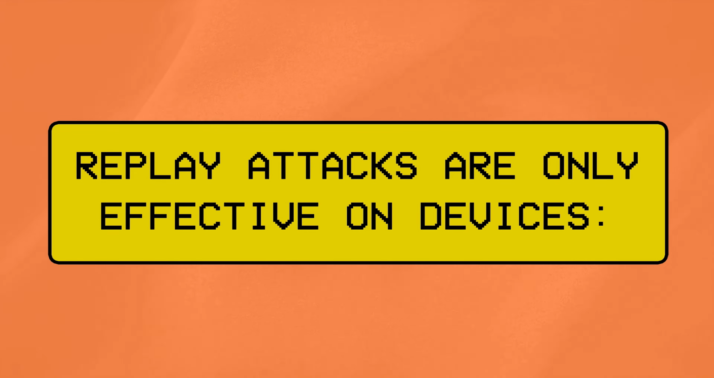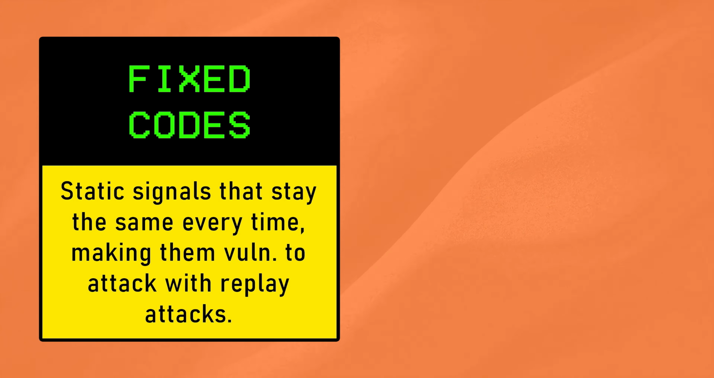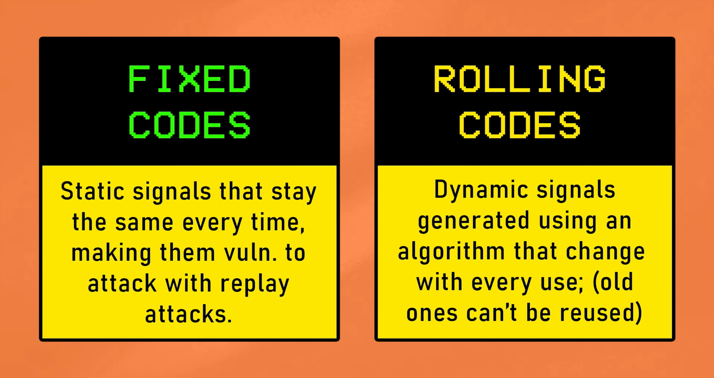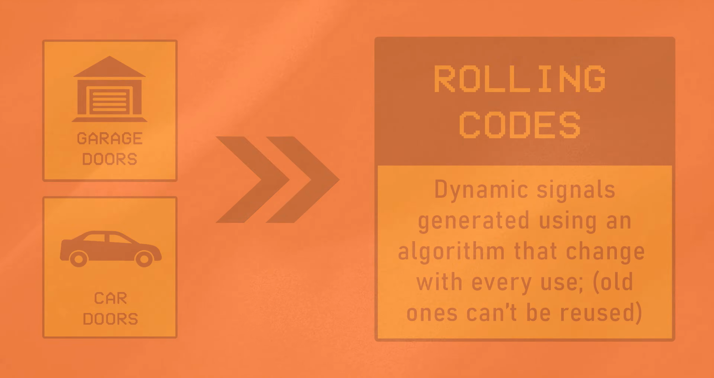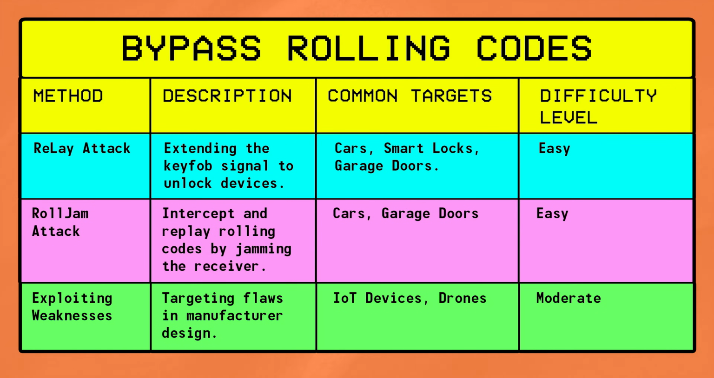Replay attacks are only effective on devices that use something called fixed codes for communication instead of using rolling codes. If a system is using rolling codes, a hacker may need to use the following techniques to get around them, and I'd highly recommend you exploring them further.